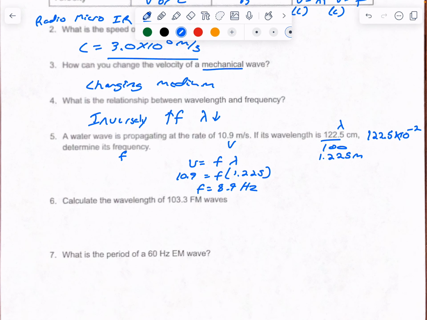Number 6, calculate the wavelength of 103.3 FM waves. I think we already did this in the last video. But remember, normally in the problem I would tell you, we kind of left off units on here, which we probably should have put on there. But radio waves, their frequency is always in megahertz. And if you look, which we'll do in just a second, mega is 10 to the 6th.